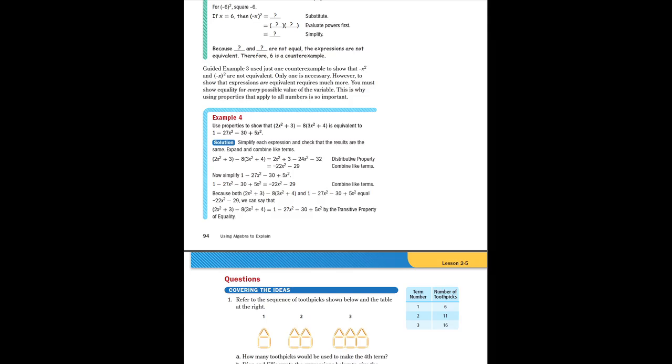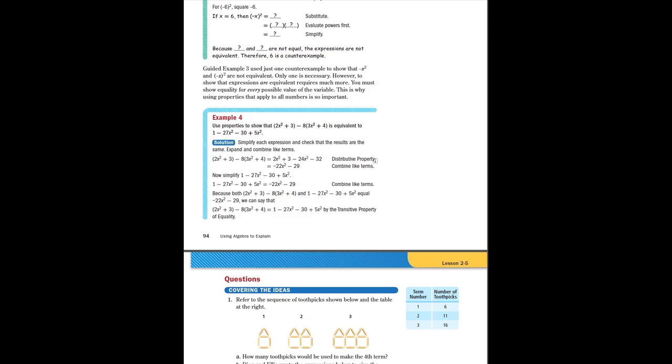Example 3 gives us another method of showing it, and then it's asking for a counterexample to demonstrate that indeed it is not equivalent, if in fact we show that to be true. Example 4 is using properties of algebra to solve the problem. And I'll be going through an example like this when I go back through the lesson.